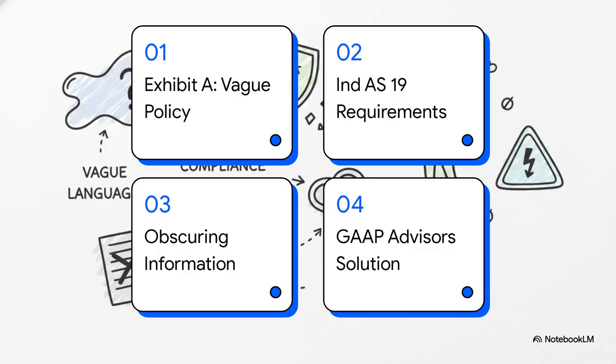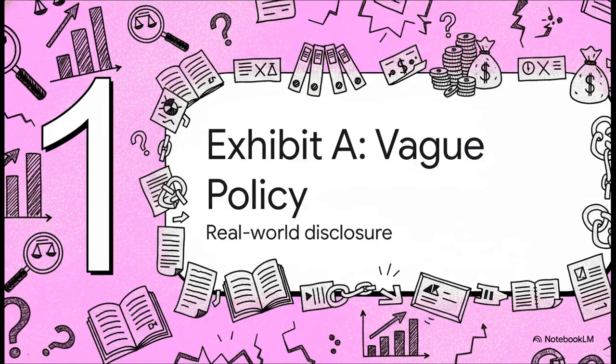Okay, here's our quick roadmap for today's explainer. First, Exhibit A, the vague policy. Second, IAS 19 requirements. Third, obscuring material information. And fourth, the Gap Advisors solution. Let's move right into Section 1. Exhibit A, the vague policy.